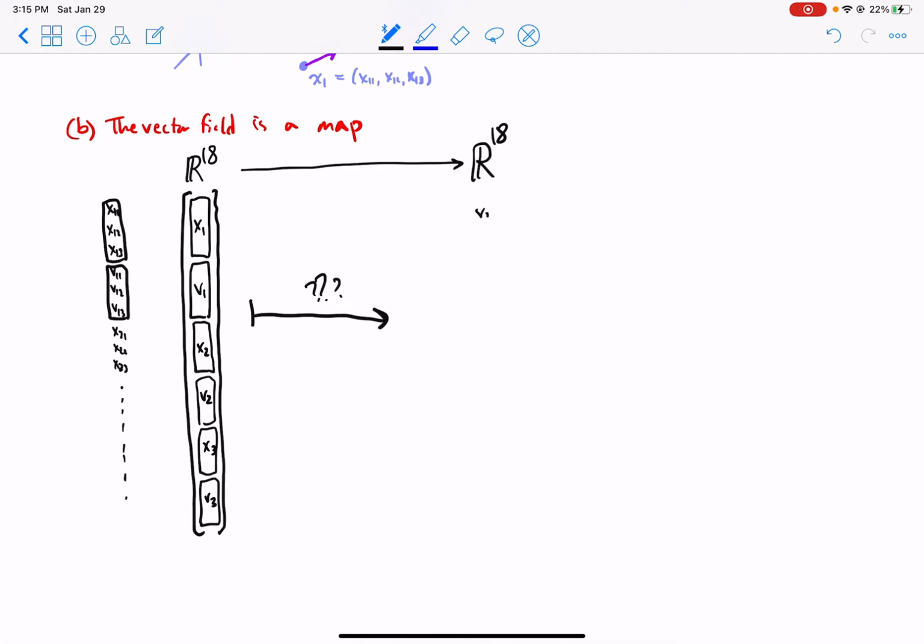So here I put v1 because the position of the Earth changes by the velocity of the Earth. I don't know what to put there yet. Here I will put v2 because the position of the moon changes by the velocity of the moon. And also v3 because the position of our spaceship will change by the velocity of our spaceship. And now I need the rest. So what do I put here, here, and here?